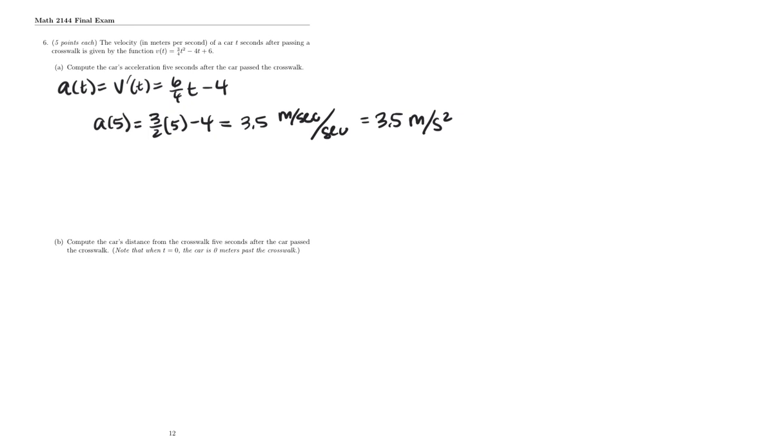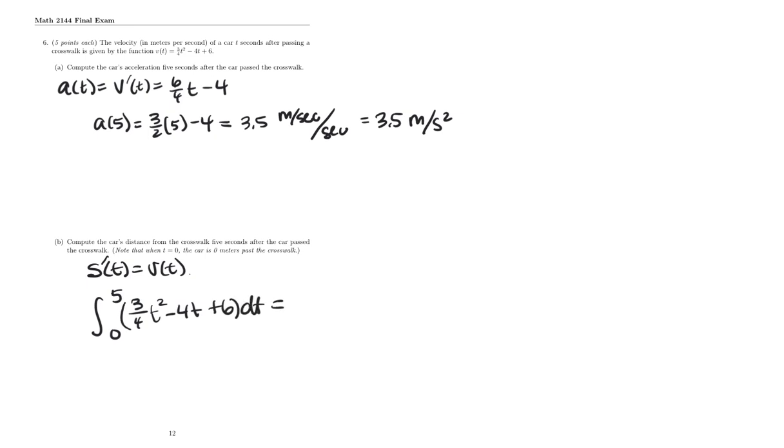Okay. So the next one says to compute the car's distance from the crosswalk. So this is going to involve an integral, because recall that if we have the position function, the derivative of the position function is a velocity function. I'm given a velocity function, so I need to go backwards to position, and I'm going to do that by doing an integral. So the integral from 0 to 5 of 3/4 t squared minus 4t plus 6 dt.